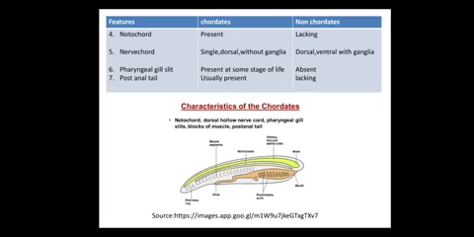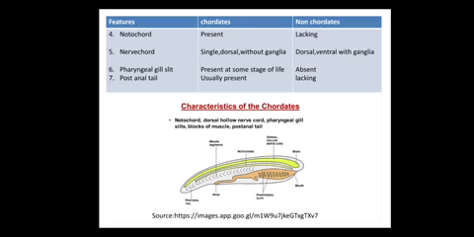In non-chordates, the notochord is completely absent. That's why we call these organisms non-chordates, because there is a total absence of the notochord. Again, a nerve cord is present, but it is dorsal-ventral with ganglia. The pharyngeal gill slits are completely absent. There is no post-anal tail. You can see here in the diagram the characteristics of chordates.